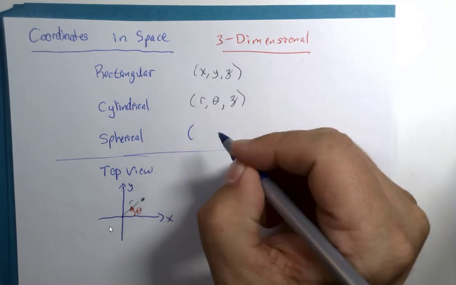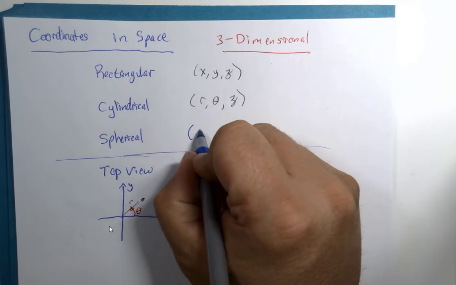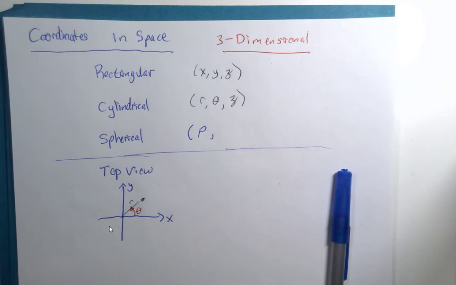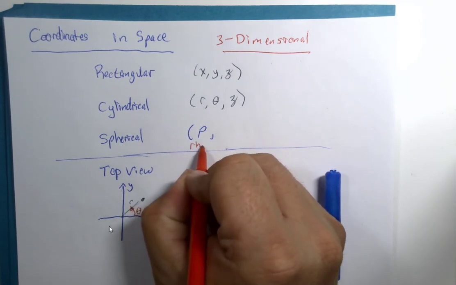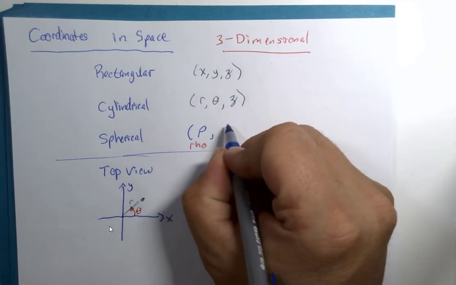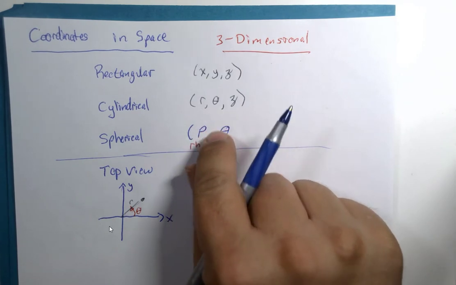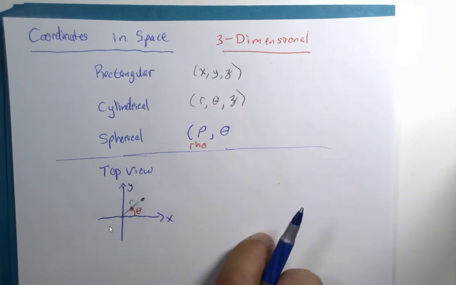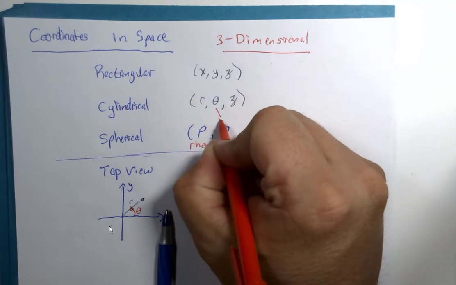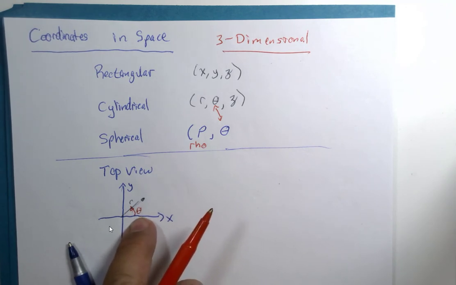Let me just tell you what the coordinates are. From our Greek alphabet, we have a letter that looks a lot like the letter P when I write it down. This is the letter rho. We have theta. That's the same theta. These are identical to each other. That's this theta here, in case you missed it.